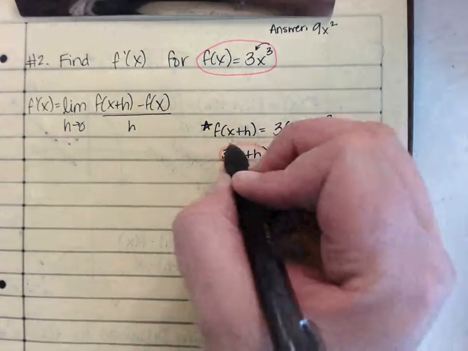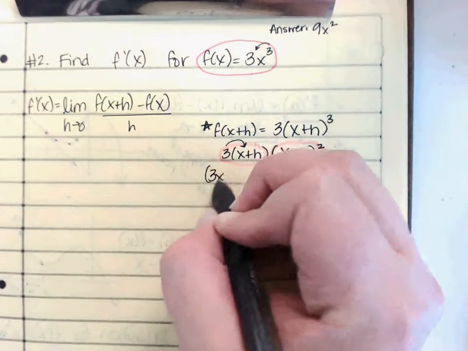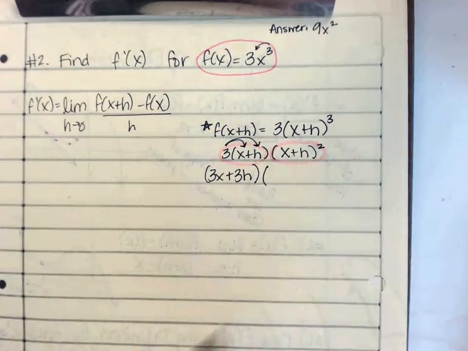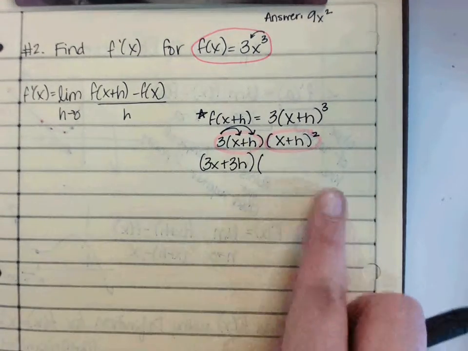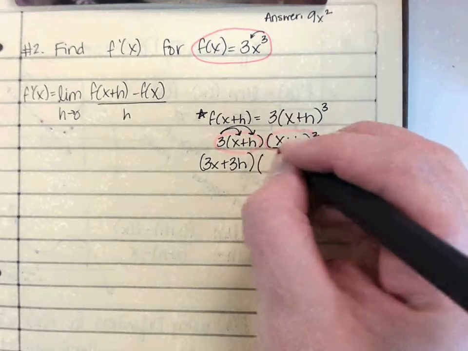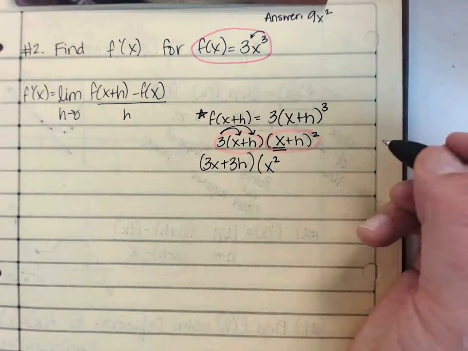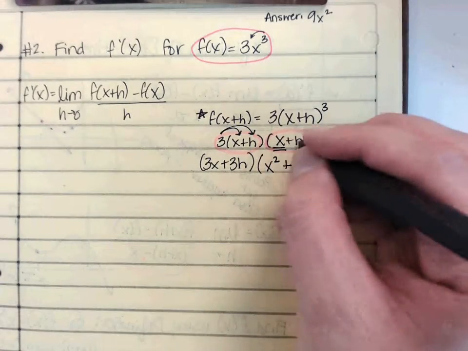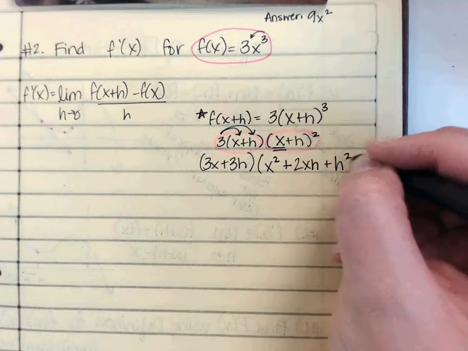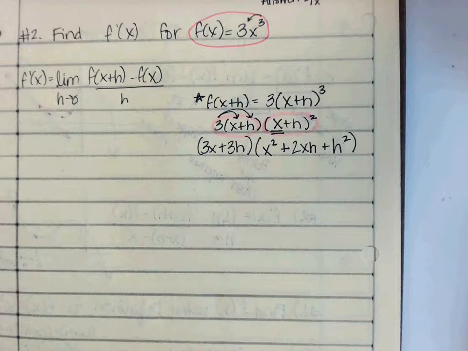So 3 times x is 3x. 3 times h is 3h. And then here, I'm going to expand this out using the shortcut I just taught you. So remember, it's the first one squared, plus double the combo, so 2xh, and then plus the last one squared, which is h squared. Now, you should have learned that shortcut in Algebra 2, but if not, you could just expand it out yourself, okay?